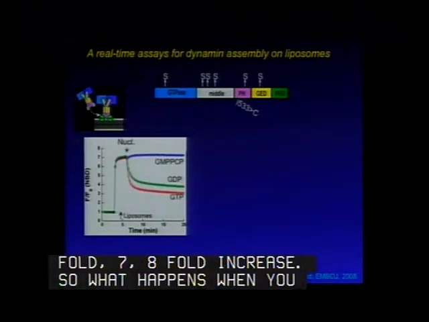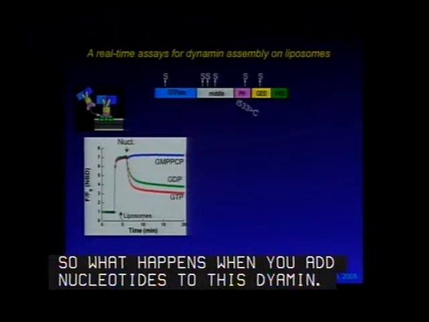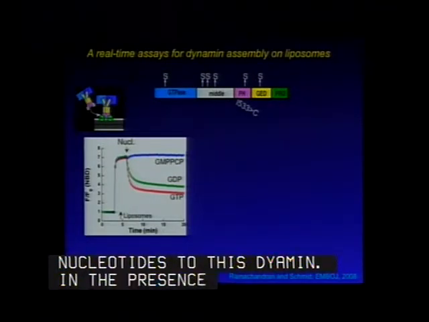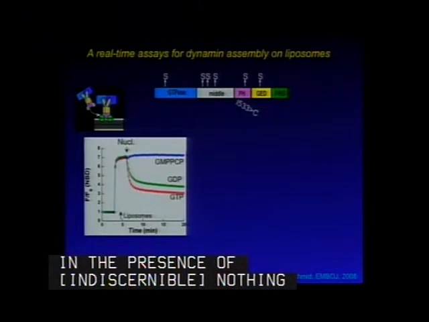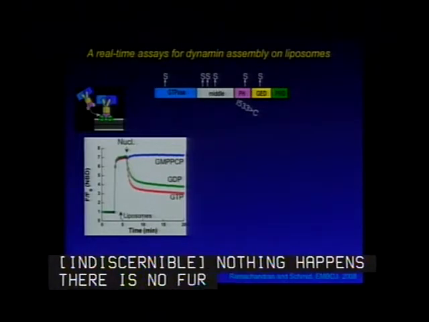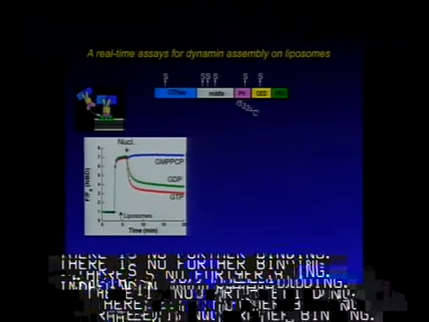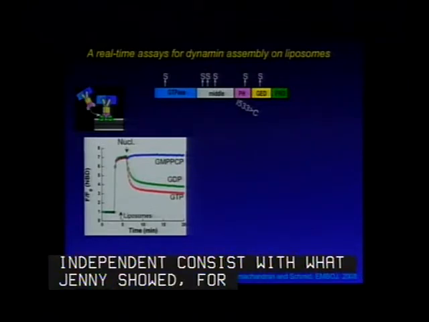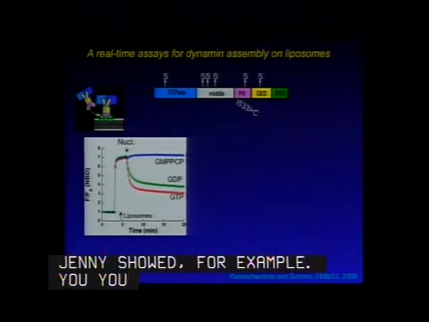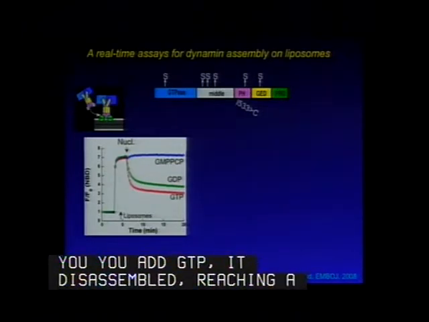So what happens when you add nucleotides to this dynamin? In the presence of GMP-PCP, nothing happens. You basically stabilize dynamin on the membrane, and there's no further binding. That is, dynamin-membrane interactions are nucleotide independent, consistent with what Jenny had shown, for example. When you add either GDP or GTP, dynamin disassembles rapidly from the membrane, reaching a new equilibrium that involves reactions of assembly, hydrolysis, and disassembly.